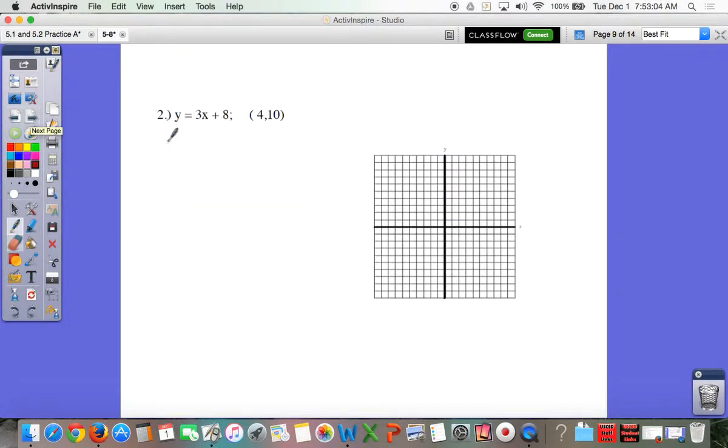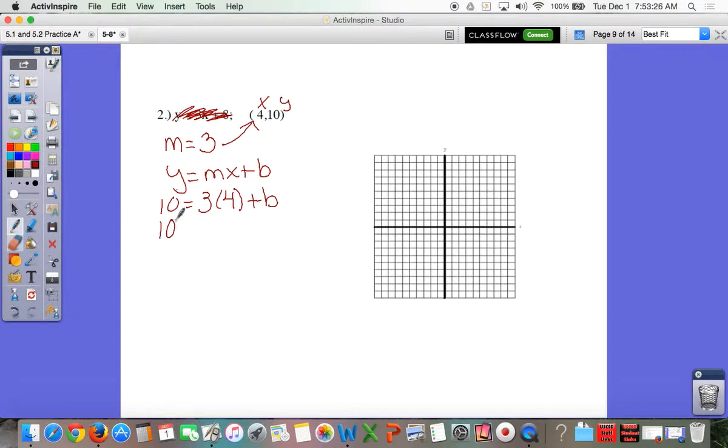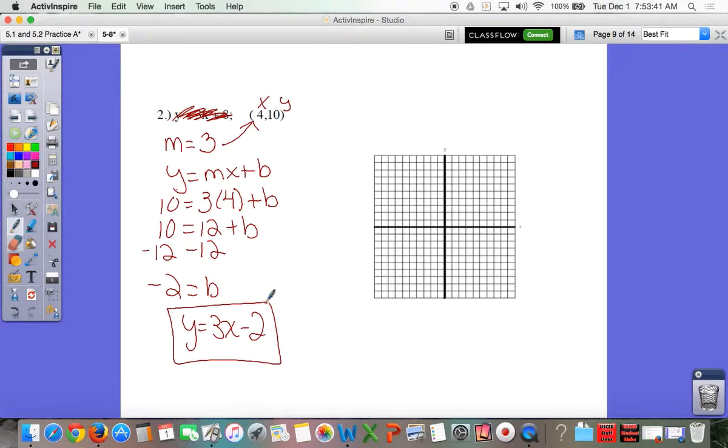Let's try this one. The only thing you care about is the slope. y equals mx plus b. Your slope is 3. I don't want you to distract me anymore. And I'm using my point, my x, y. So when you plug in y equals mx plus b, your y is 10, your m is 3, your x is 4 plus b. So you get 10 equals 12 plus b. Subtract 12, subtract 12, negative 2 equals b. So then you plug it in for your final answer to get y equals 3x minus 2. And you could graph those to check them.